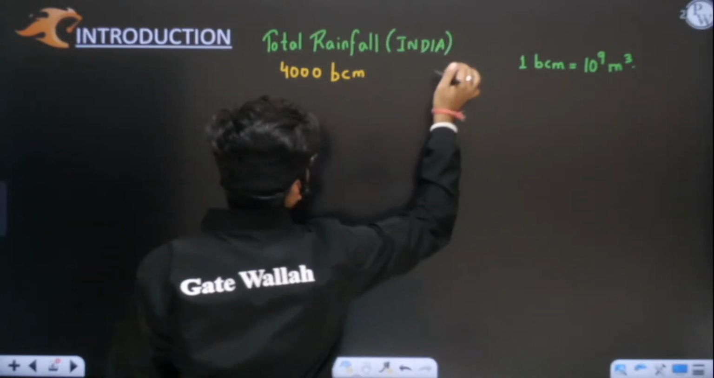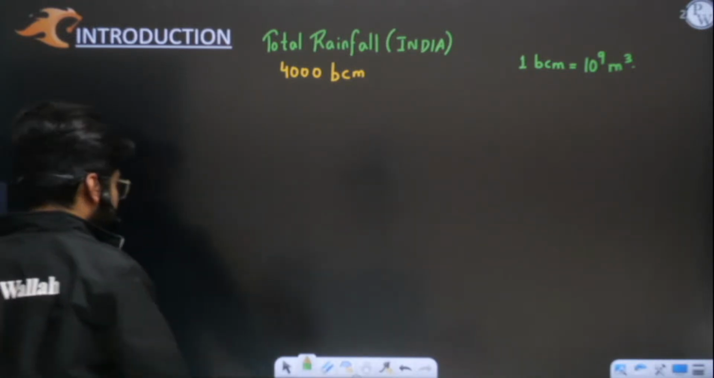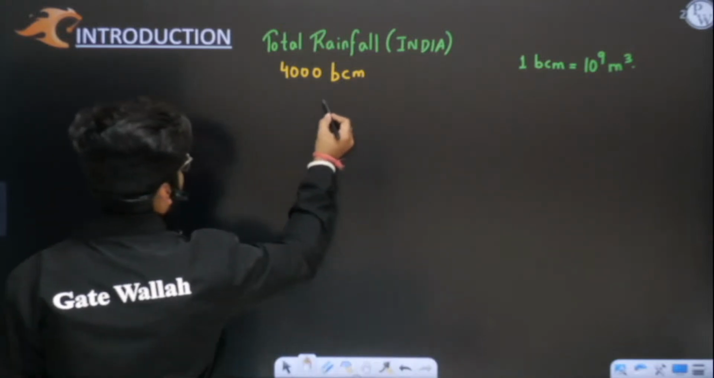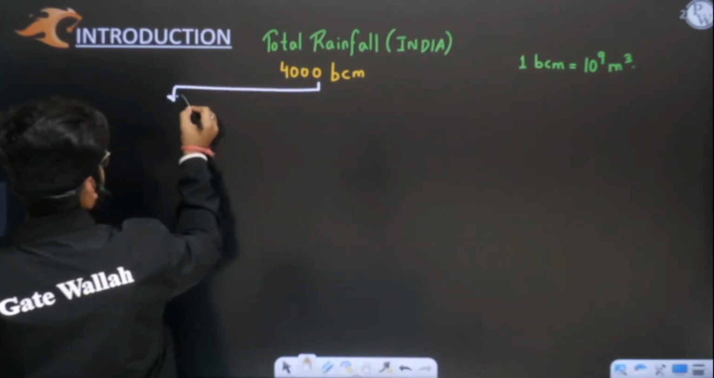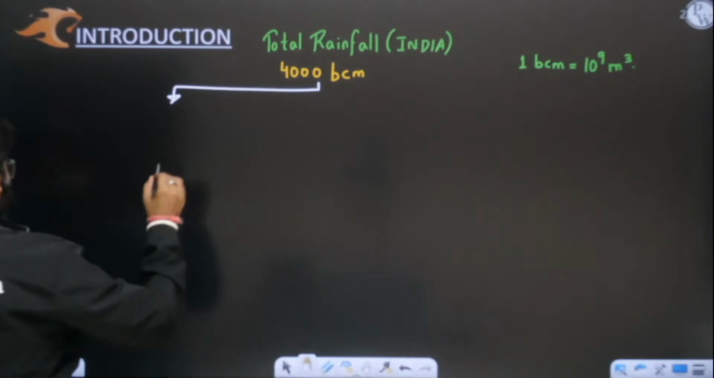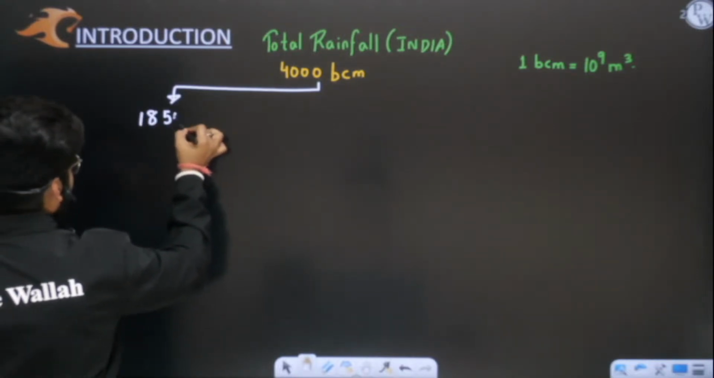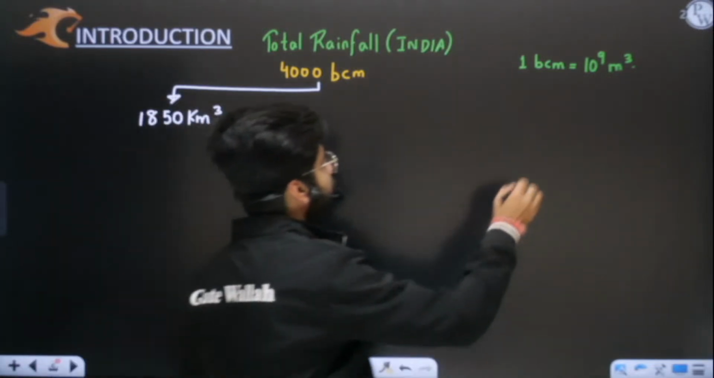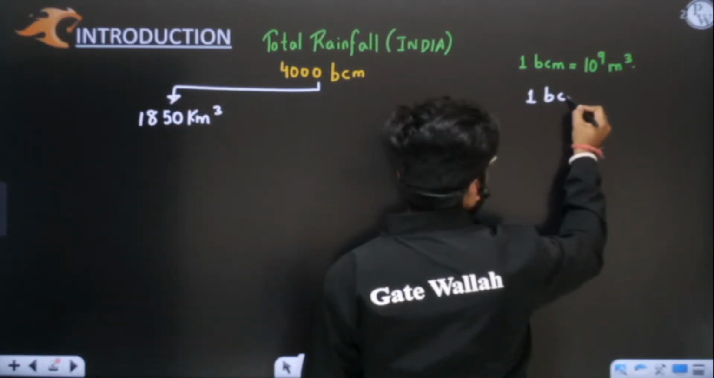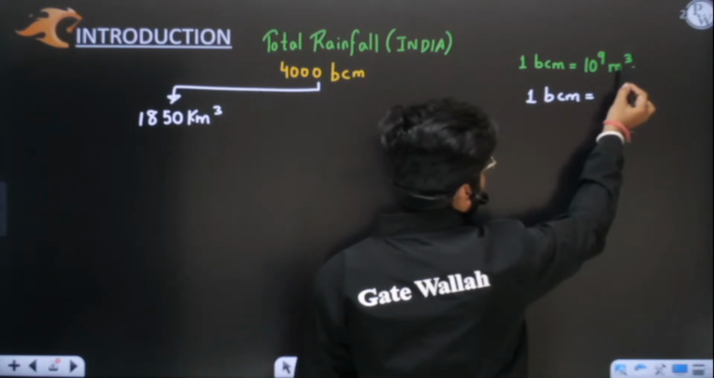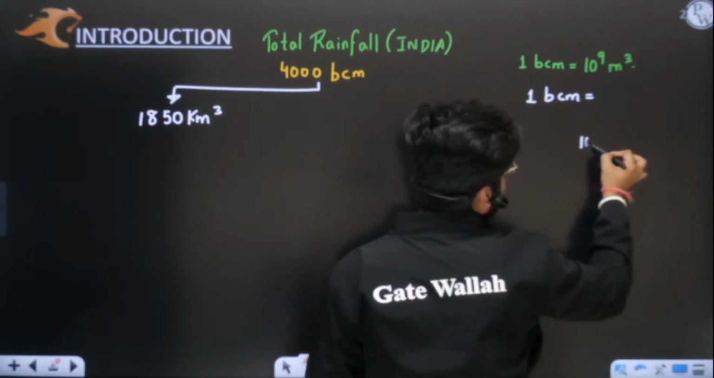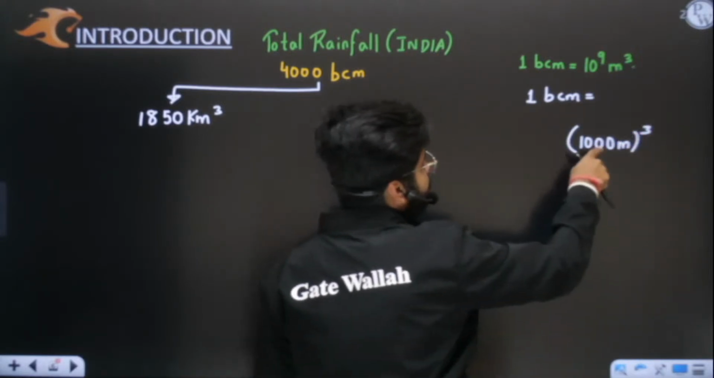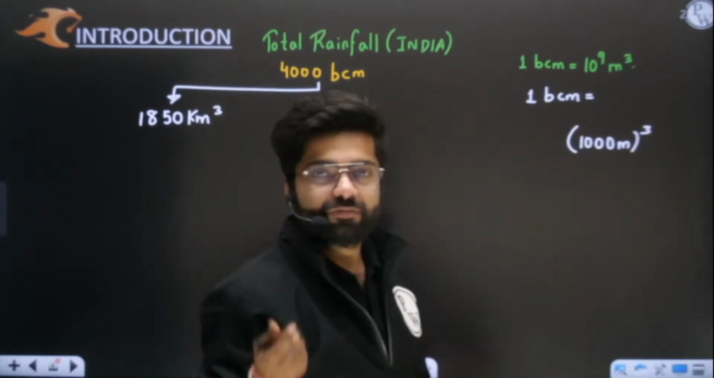Now you need to understand that out of this total 4,000, only 1850 kilometer cube. See, kilometer cube and BCM is one and the same. Also you need to understand 1 BCM is 10 power 9, and you all know this 10 power 9 means 1000 meter cube. Yes or no? See, 1000 cube is 10 power 9, meter cube is meter cube, you all know this.